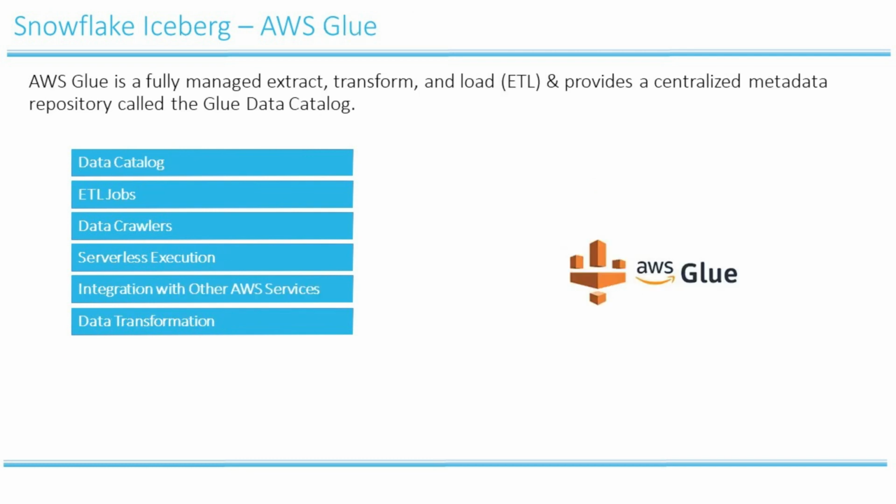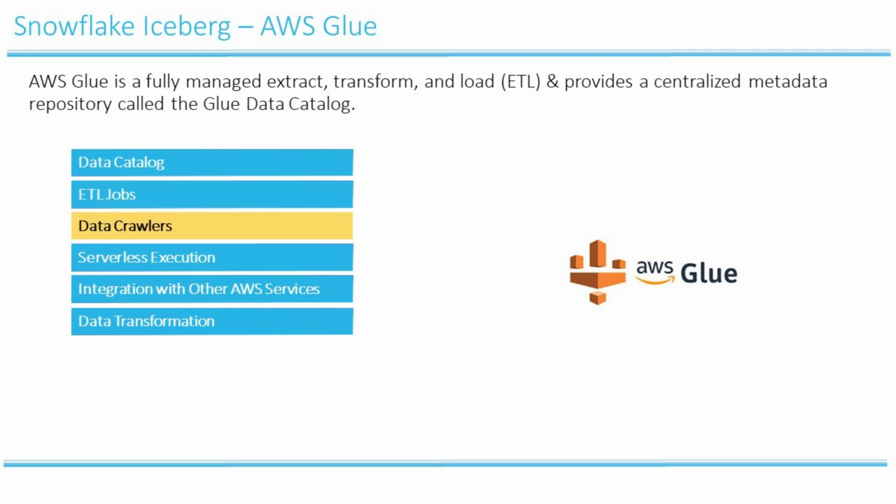Key features of AWS Glue include data catalog. AWS Glue provides a centralized metadata repository called the Glue data catalog. This catalog stores metadata information about your data, such as table definitions, schema information, and partitioning. It helps in discovering and managing metadata across different data sources. ETL jobs. Glue allows you to define and run ETL jobs to transform and prepare your data for analysis. ETL jobs can be created using a visual interface or by writing Python or Scala code. Glue takes care of the underlying infrastructure and scaling, making it a serverless ETL solution.